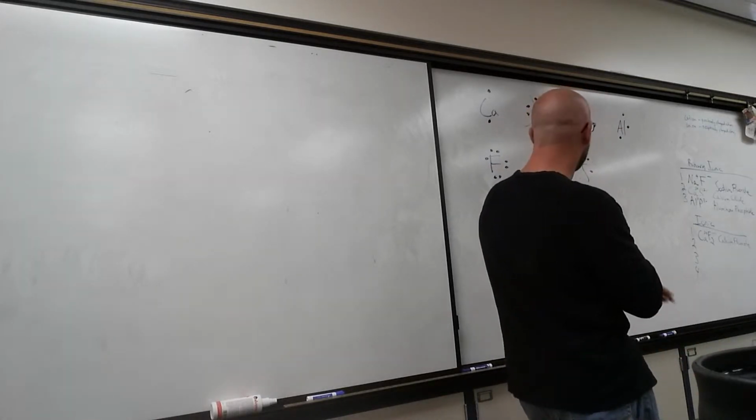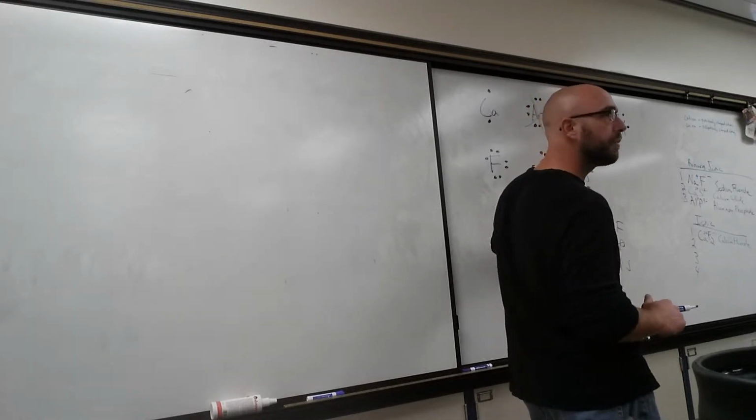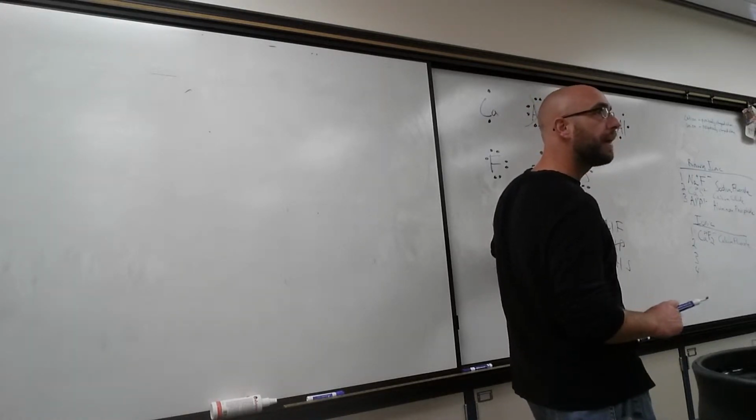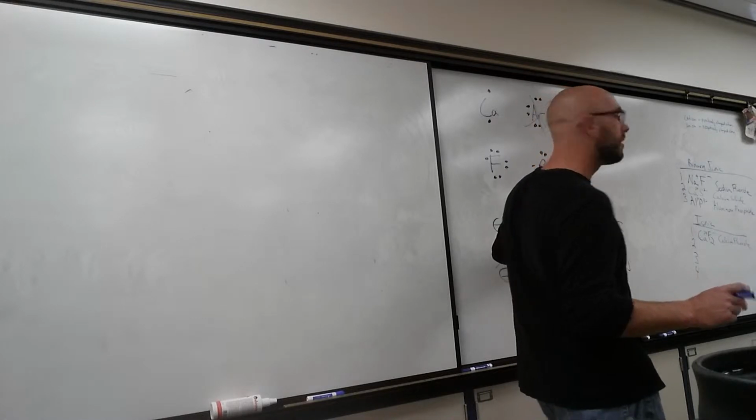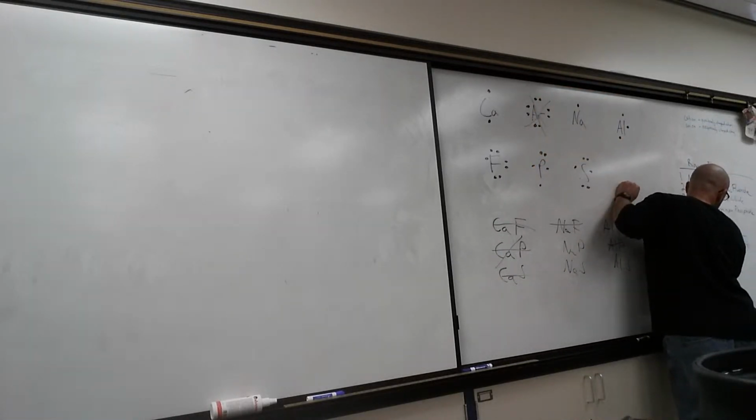NaP. Phosphorus needs 3. Sodium needs to get rid of 1. What do we have to do? How many sodiums? 3. Na3P. And that's a plus and a 3 minus. Sodium phosphide.